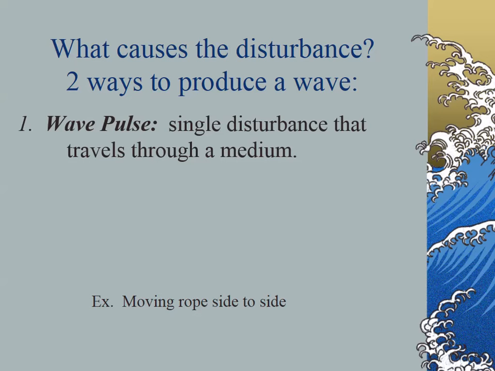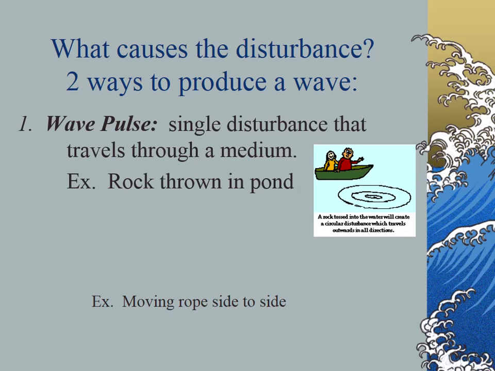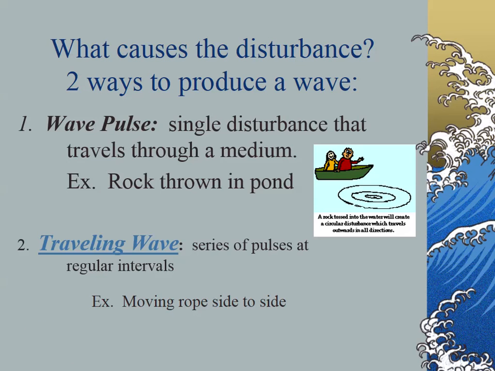This would be a single motion, creating that wave. If I make a sound, it would be "ah." That would be a wave pulse of sound. It's just one initial creation of that wave. That would be rocking the pond, me yelling. The other example is what we call a traveling wave.